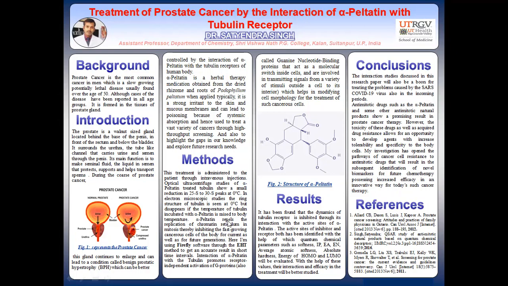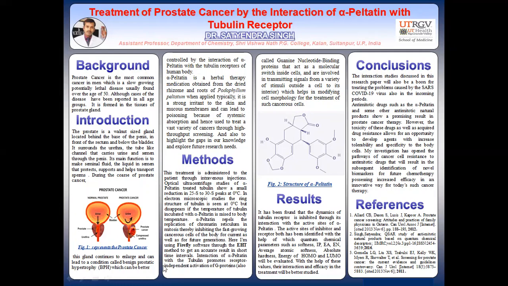Now, alpha peltatin represses the replication of chromatin in mitosis, thereby inhibiting the fast-growing cancerous cells of the prostate gland, and thus it will check the growth of such cancerous cells. Here I am using Firefly software through the EHT method, that is the extended Hückel theory method, to get an accurate result in a short time interval.